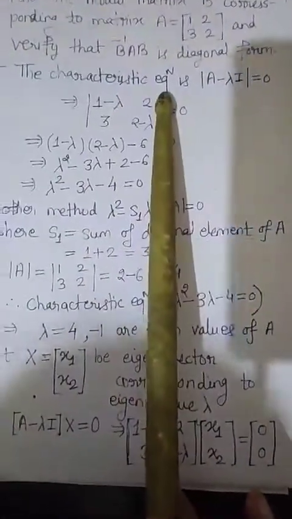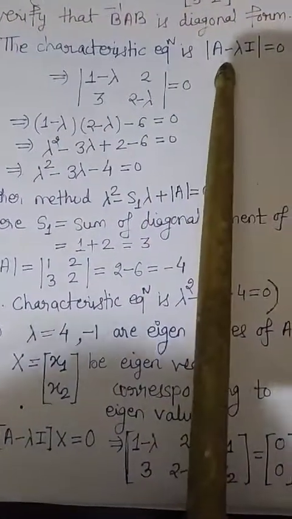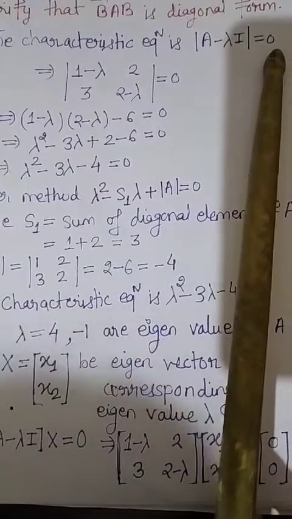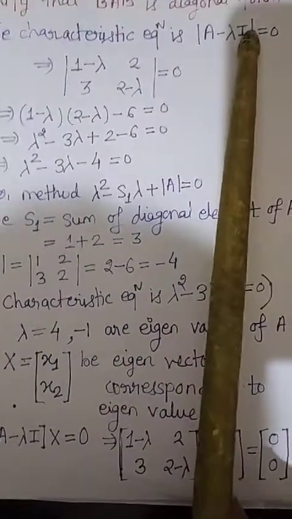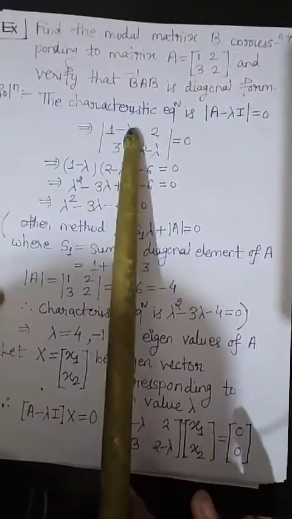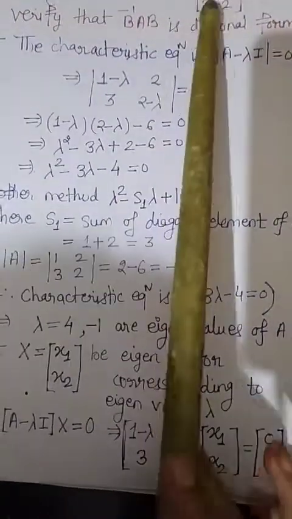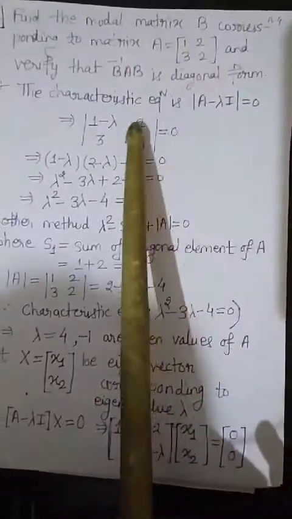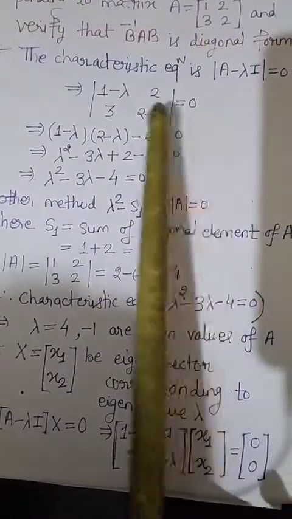Okay. So here in this example we want the modal matrix, so we will start with the characteristic equation. It is determinant of A minus lambda I equal to 0. Now how to write A minus lambda I easily? From the diagonal elements subtract lambda. So 1 minus lambda, 2 minus lambda, whereas the remaining elements stay as they are. So that is 2, 3, equal to 0.